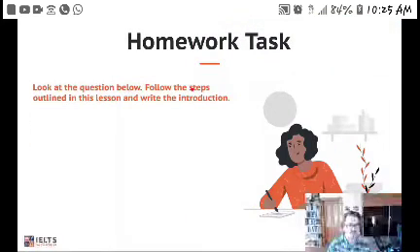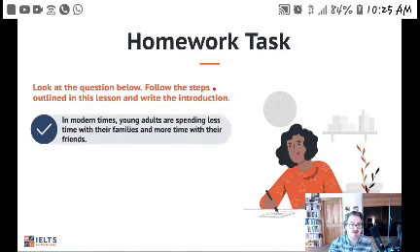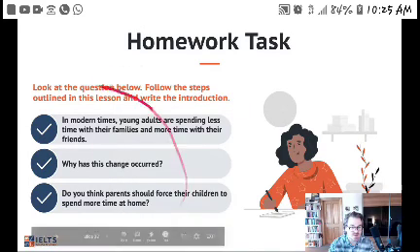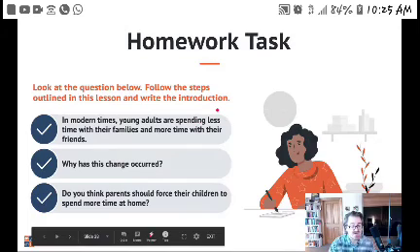Here's your homework task. Look at the question below and follow the steps outlined in this lesson and write just the introduction, not the whole essay. In modern times, young adults are spending less time with their families and more time with their friends. Why has this change occurred? Do you think parents should force their children to spend more time at home? So pause the video, have a look at that question, and follow the steps.